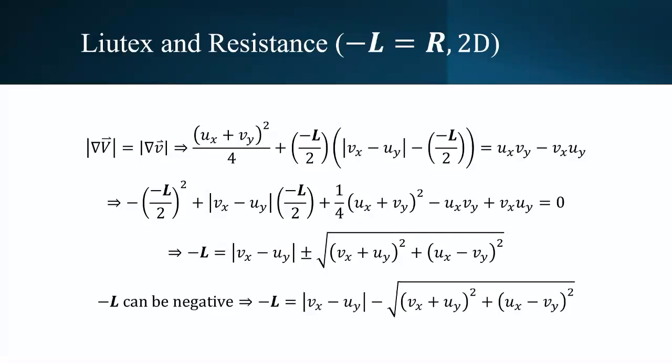And we know that this negative L can be positive for Lutex, and can be negative for negative resistance. So we pick the negative sign here, and that is what we got. So we have a function which relates to only 4 numbers on the velocity gradient matrix, and it represents Lutex and also negative resistance. So it's exactly the same function in the 2D case.